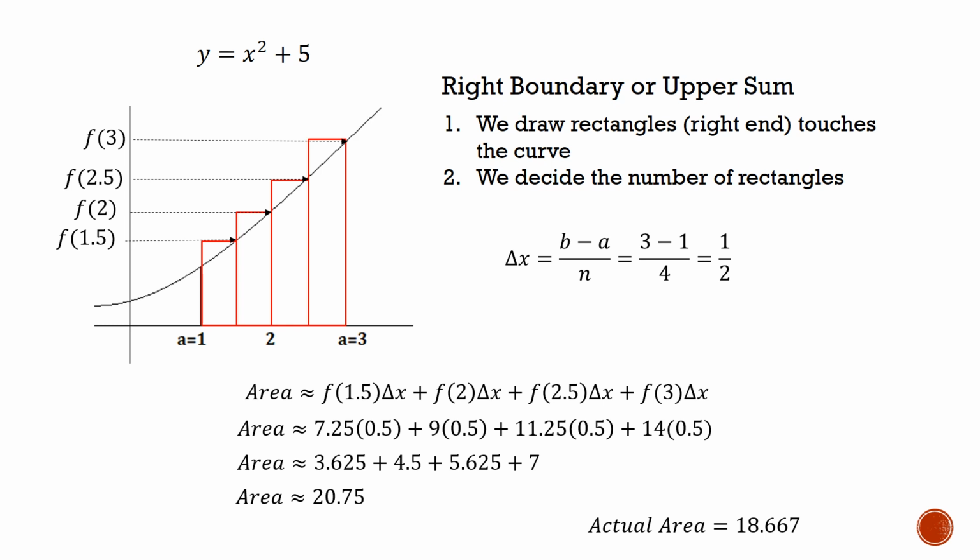The previous example gave me an area approximation of 16.75. That was below the actual area. This one is above the actual area. So that means the real area underneath the curve should lie anywhere between 16.75 and, in this case, 20.75.